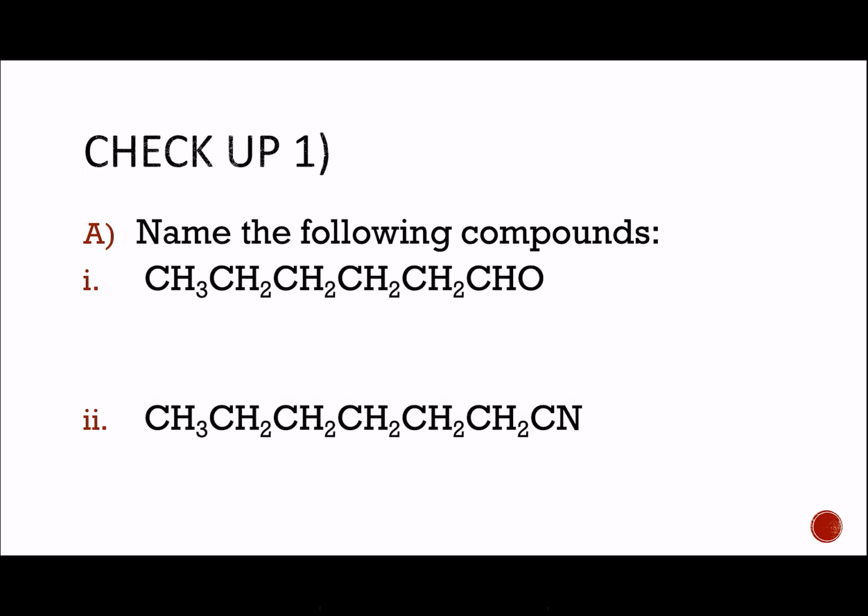So this right here, 1, 2, 3, 4, 5, 6. So that would be what? Hexanal. 1, 2, 3, 4, 5, 6, 7. So that would be heptane nitrile.